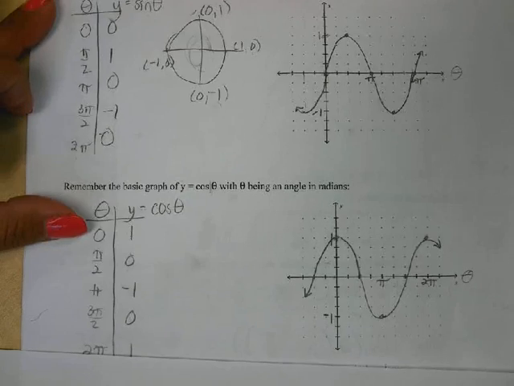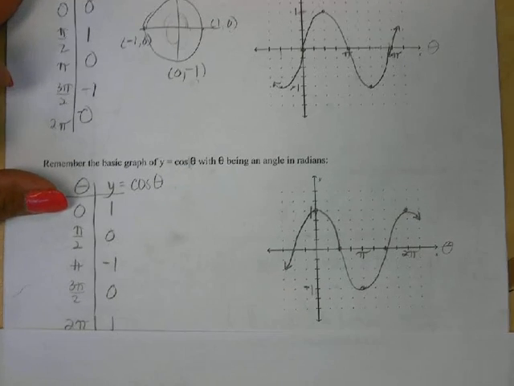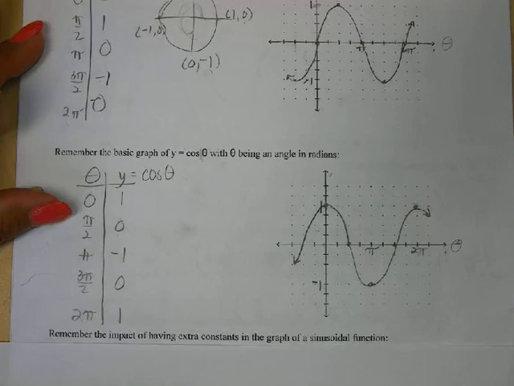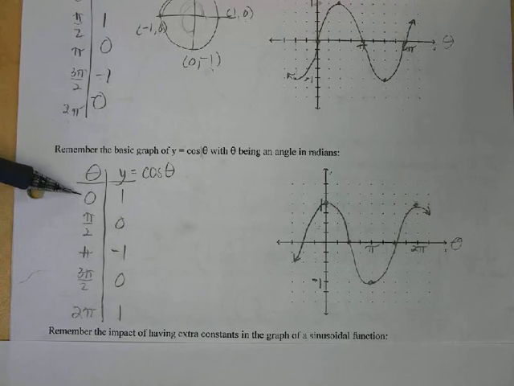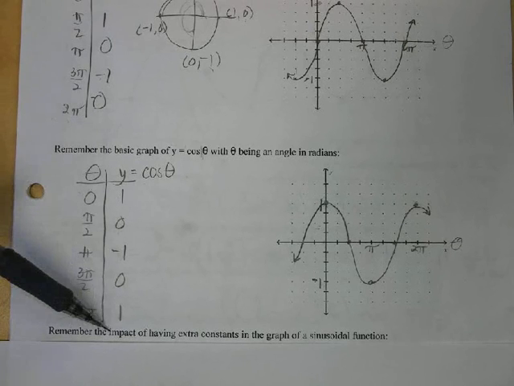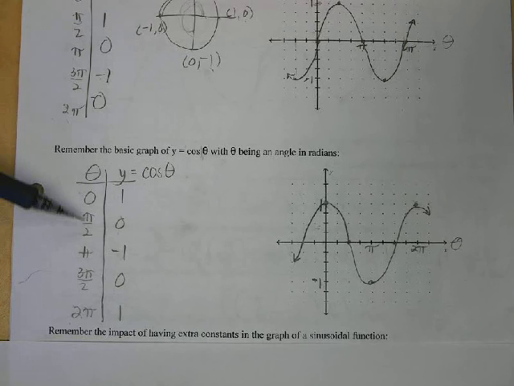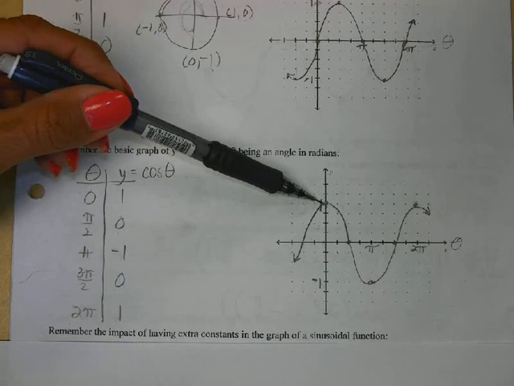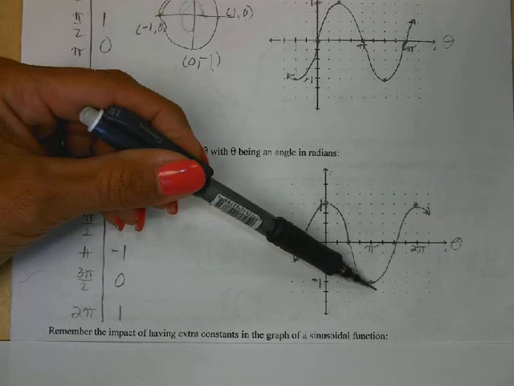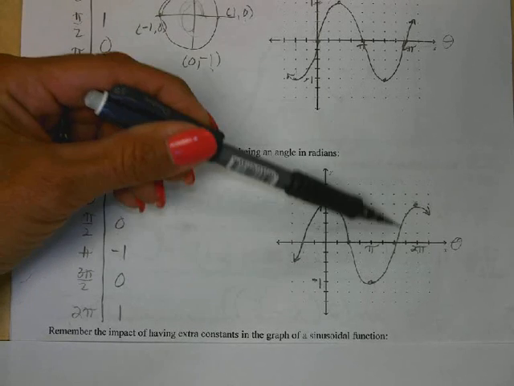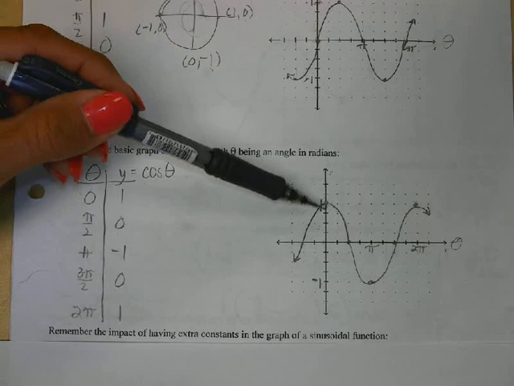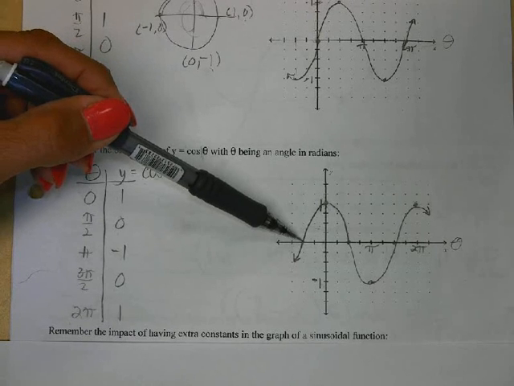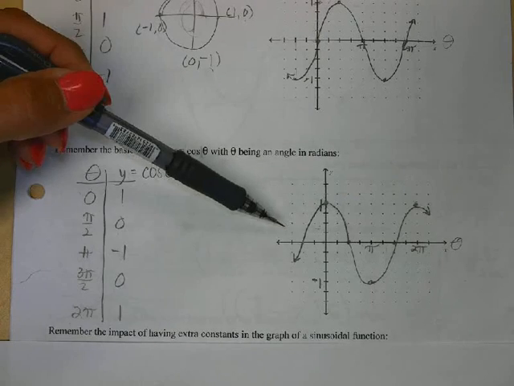A cosine function, on the other hand, I did the same type of analysis here, where I looked at an angle varying from 0 to 2 pi, going by pi over 2's, and wrote down what the x-coordinate was on the unit circle, and that was the cosine of the angle as I rotated around the unit circle. Scaled the graph similarly over here and plotted those 5 points, and I got this nice smooth curve.